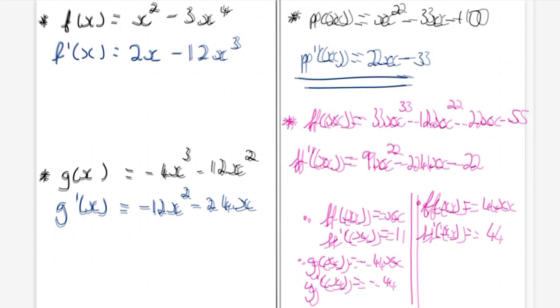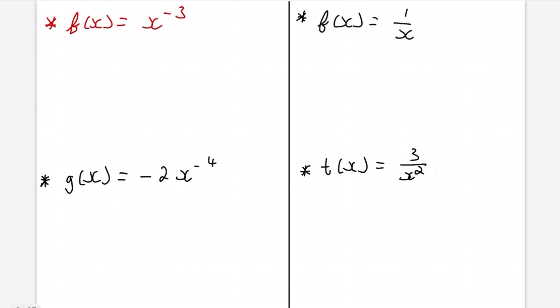Let's look at some more examples. What about when we have something like x to the minus 3? We're going to treat it exactly like we've been treating all these questions. We're going to say f prime of x is negative 3 times x to the power of minus 4. Remember, minus 3 minus 1 is minus 4.